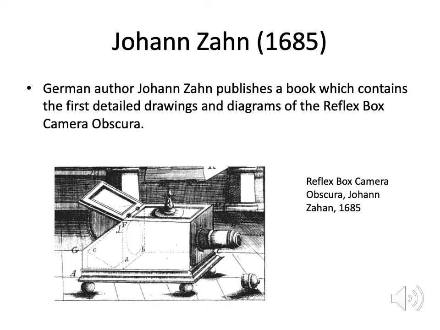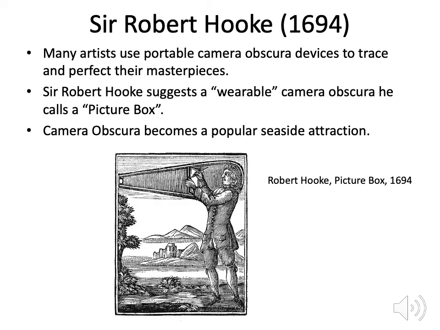German author Johann Sohn publishes a book which contains the first detailed drawings and diagrams of the reflex box camera obscura, which is the first kind of box camera, small and portable. And here we see an illustration of it. And yet another illustration of another camera obscura device.